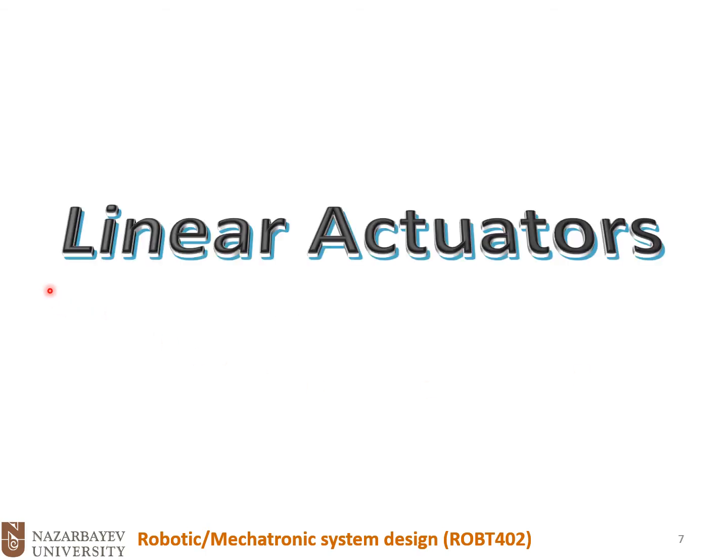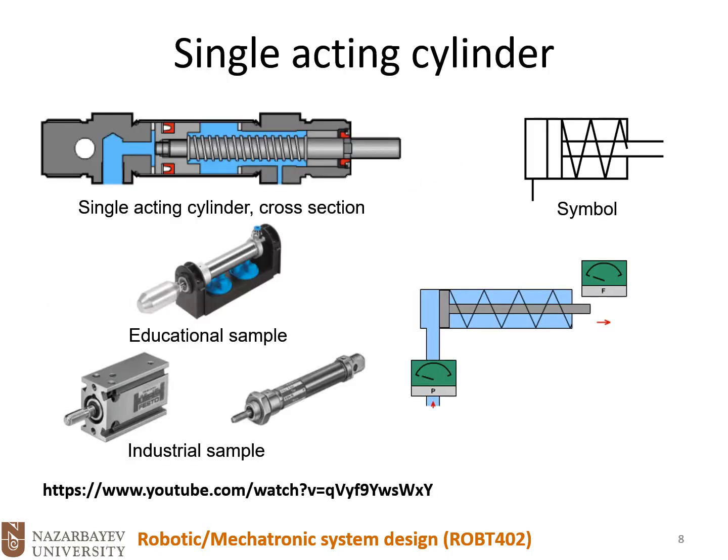Okay, so now we are familiar with the basics of pneumatics. At least we know the definition of pneumatics. Now we continue with the next topic, which is linear actuators. Linear actuators are basically the first pneumatic components that we are going to study. The first type of linear pneumatic actuators is the single acting cylinder.